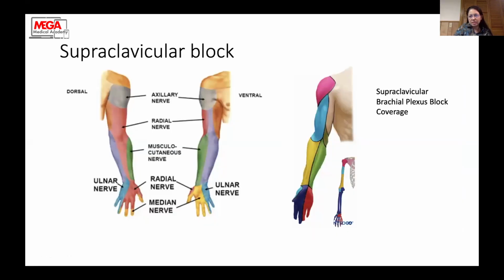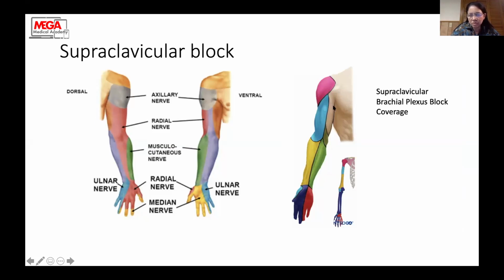So supraclavicular brachial plexus block gives you most of the coverage of the upper limb, and they call it the spinal of the upper extremity. Spinal means when you do a spinal, you cover everything from the lower half of the body. It's the same thing here, except this area, which is covered by the intercostobrachial nerve, which is a branch from T1 and T2. This is not a branch from the brachial plexus.